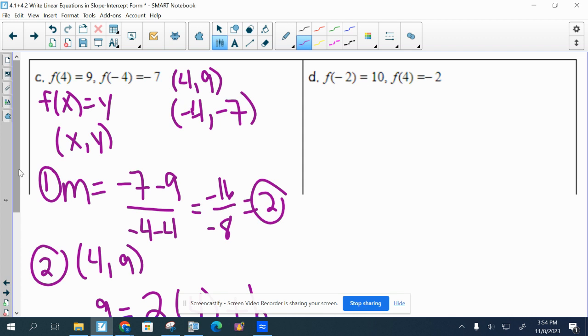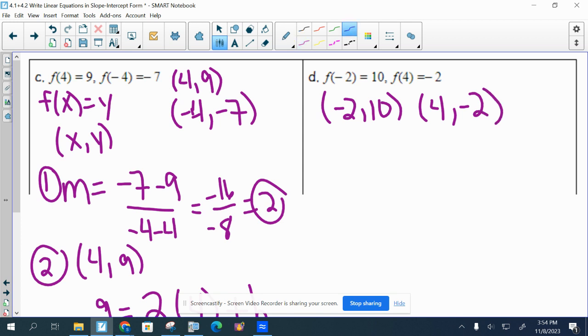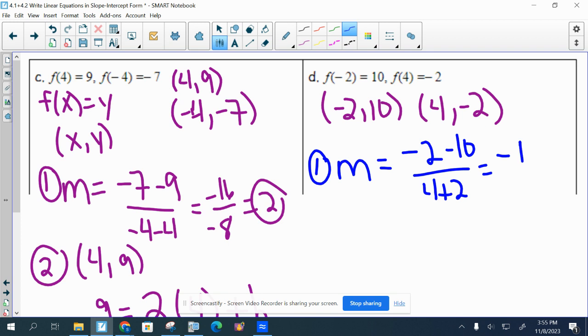So this coordinate would be negative 2 comma 10. This coordinate would be 4 comma negative 2 for y. And then you'll follow the same steps. So step 1 is to find the slope. I'm going to do negative 2 minus 10 over 4 plus 2. Then you get negative 12 over 6, which is negative 2.